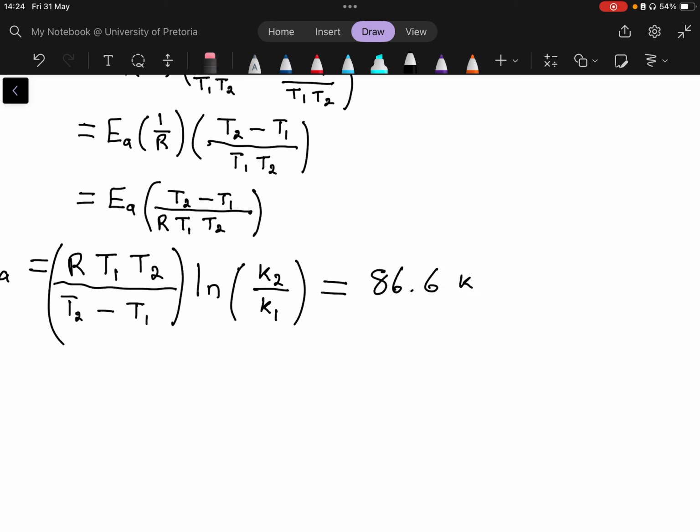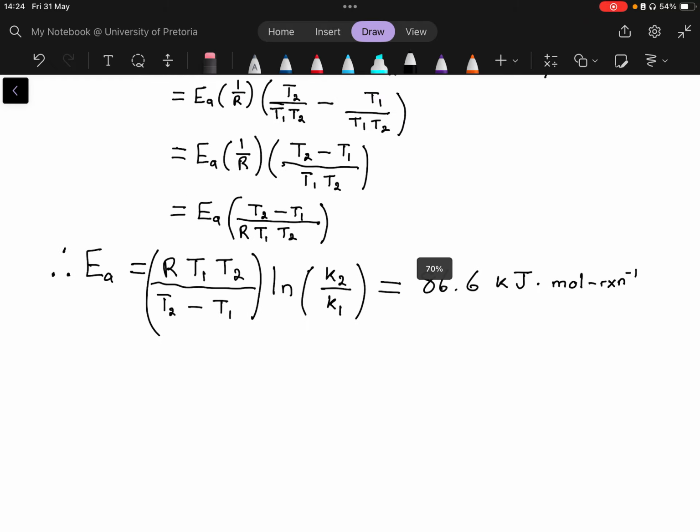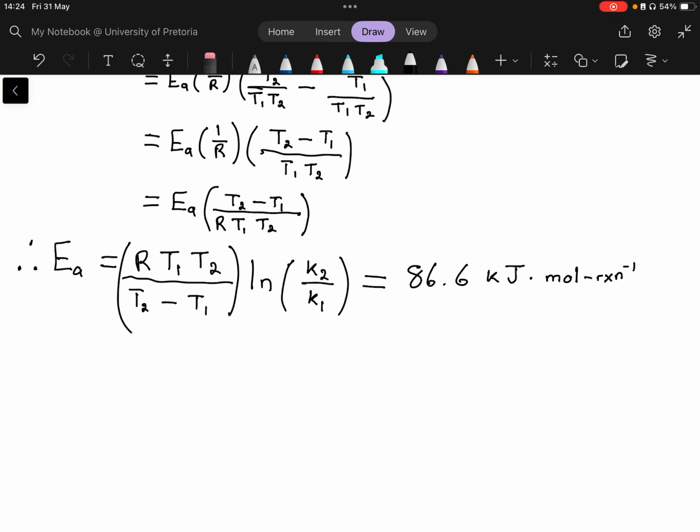86.6 kilojoule per mole. If you just use 8.3145, it's joule per mole reaction, because activation energy is per reaction, so mole reaction. All right, so that's the activation energy for the reaction.